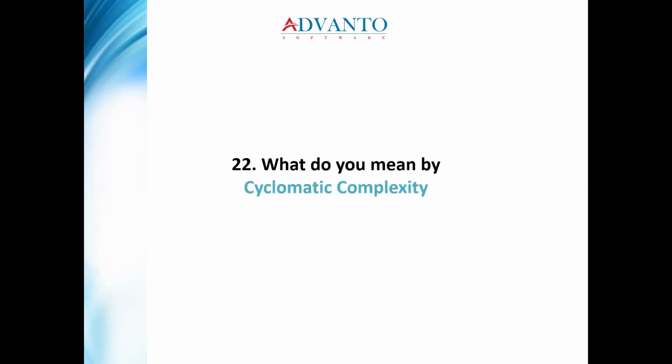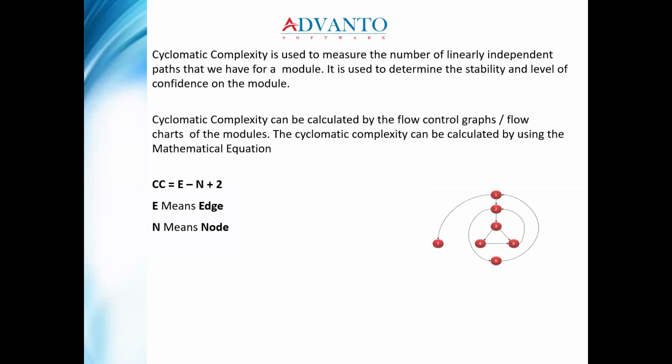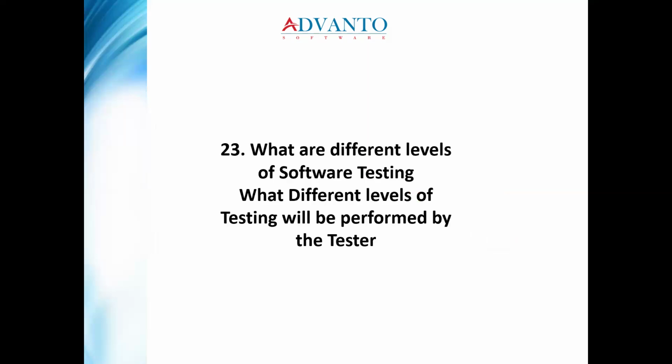The next question, what do you mean by cyclomatic complexity? Cyclomatic complexity is used to measure the number of linearly independent paths that we have for a module. It is used to determine the stability and level of confidence on the module. Cyclomatic complexity can be calculated from the flow control graphs or flow charts of the modules, using the following equation: cyclomatic complexity equals E minus N plus 2, where E means edges and N means nodes.